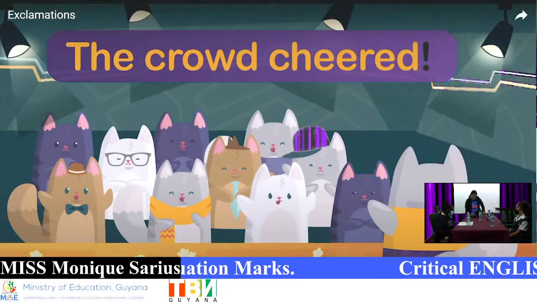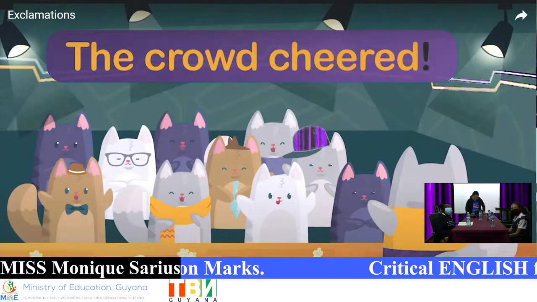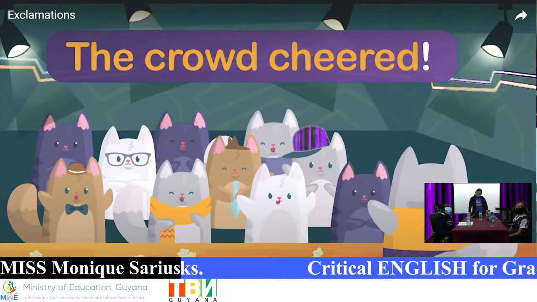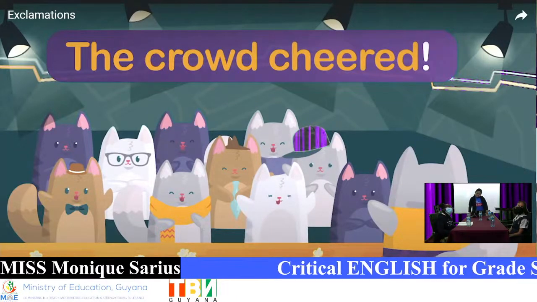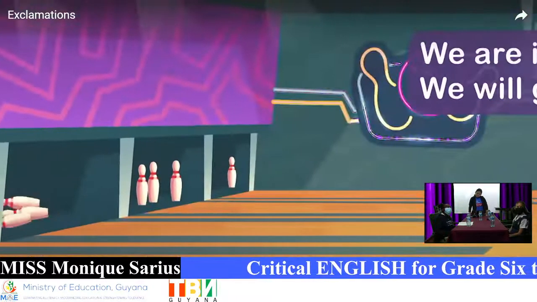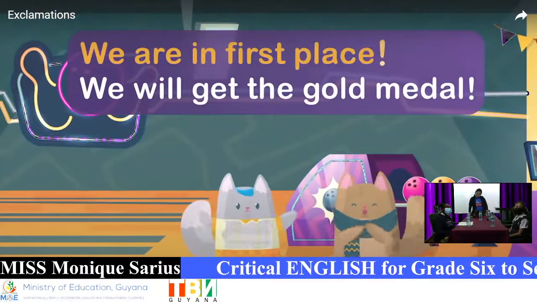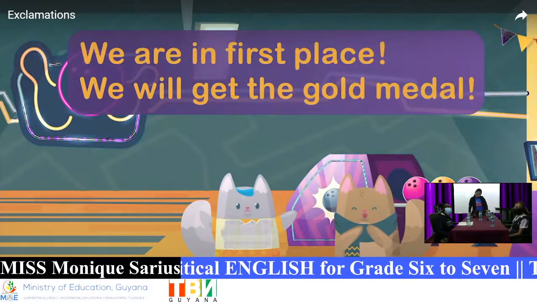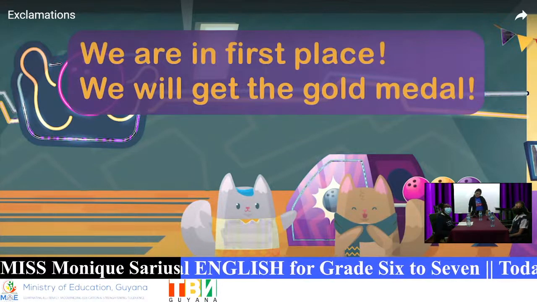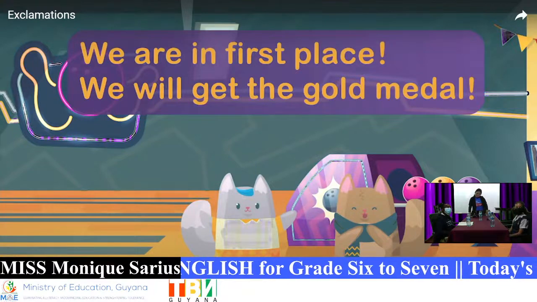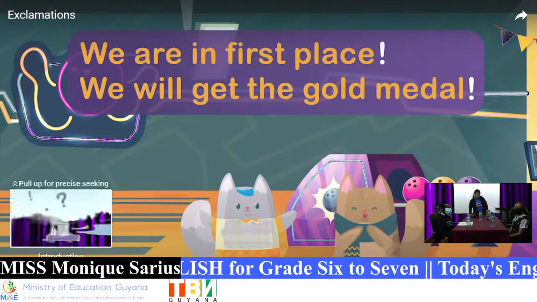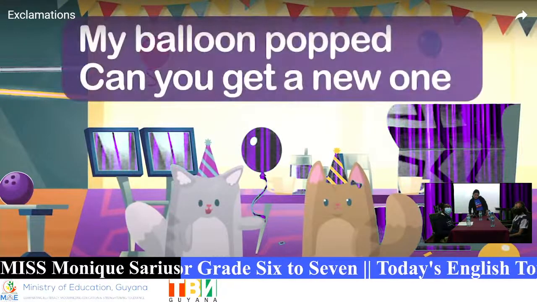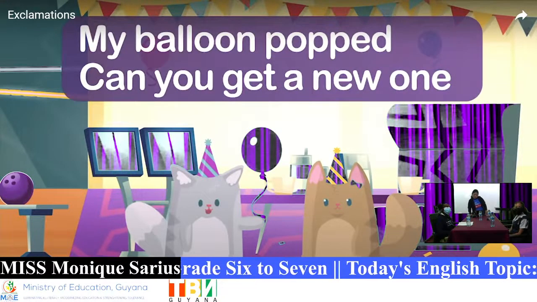So let's continue. Let's see what else they have prepared for us. Here might be another example. Adding the exclamation point to the sentence lets the reader know that the crowd is very excited. We are in first place! We will get the gold medal! These sentences also show strong feelings of excitement and surprise. The ends of these sentences are missing their punctuation marks.